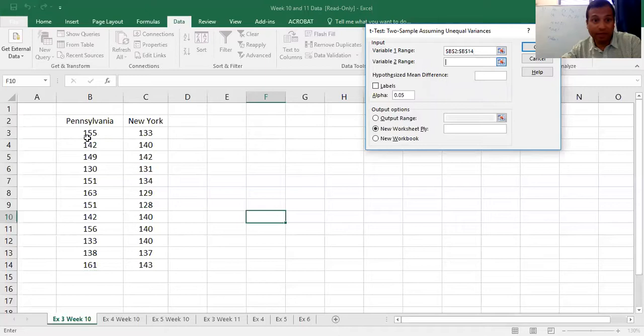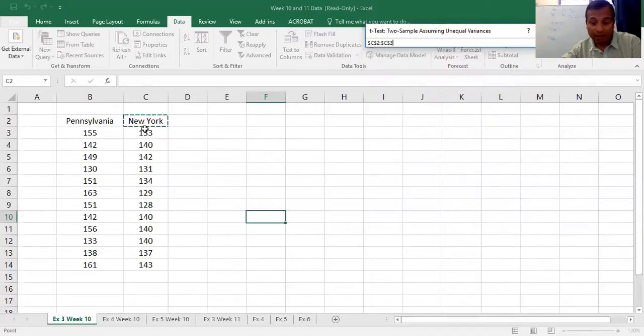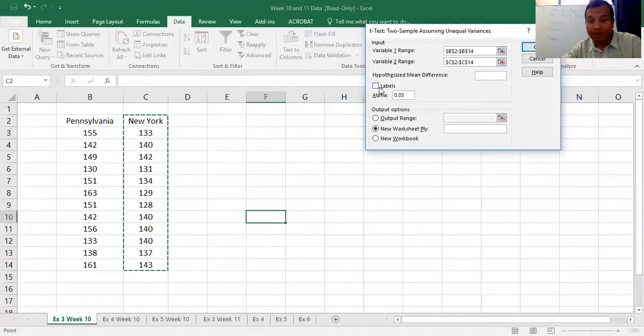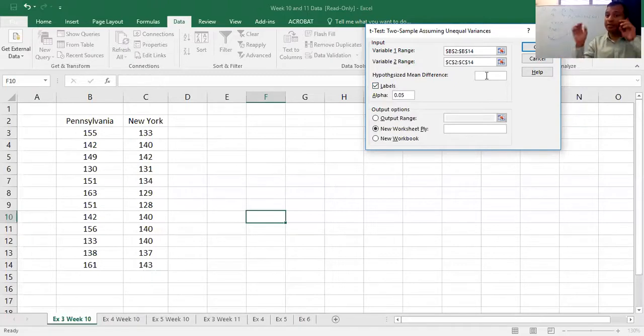For the second variable as well, and I will click here that the labels I have added. What is the hypothesized mean difference? Yeah, please ask, Betty. No, sorry, I clicked it by mistake. Are you able to see everything on the screen? Yeah, we see the Excel sheet. Okay, and are you guys able to follow? Everything is clear, right?